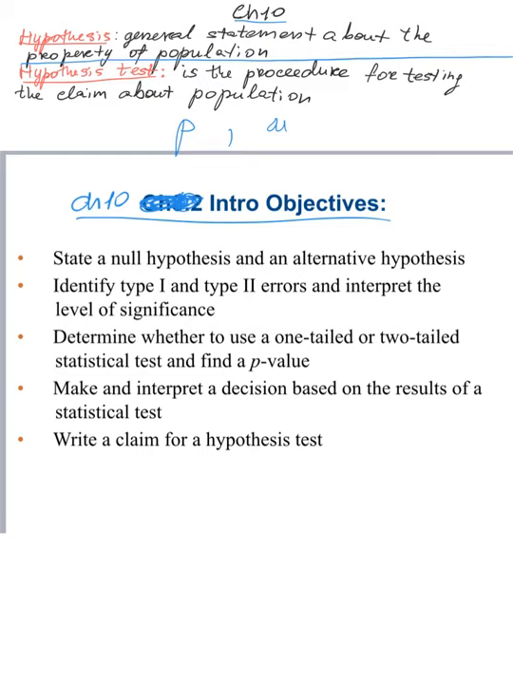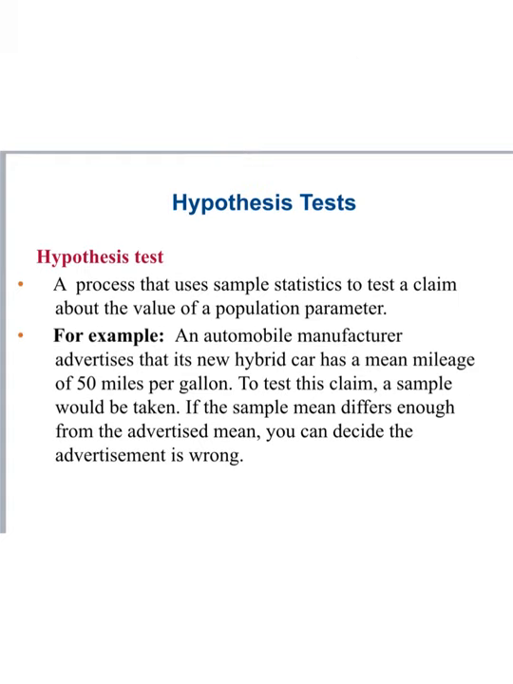So we're going to look at how to state the null hypothesis and alternative hypothesis, what they are. We can identify type 1 and type 2 error, and interpret level of significance. We're going to determine whether to use one-tail or two-tail tests, find the p-value, make and interpret a decision based on the results of the statistical test, and write the claim for the hypothesis test.